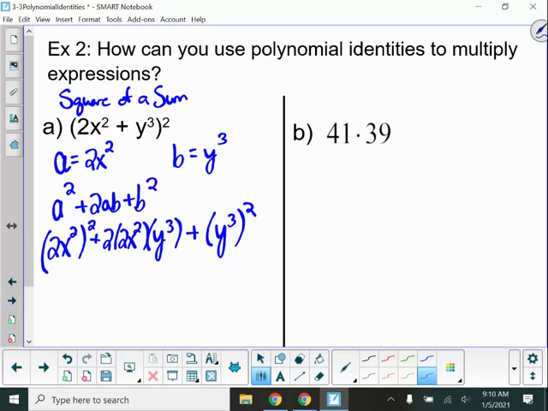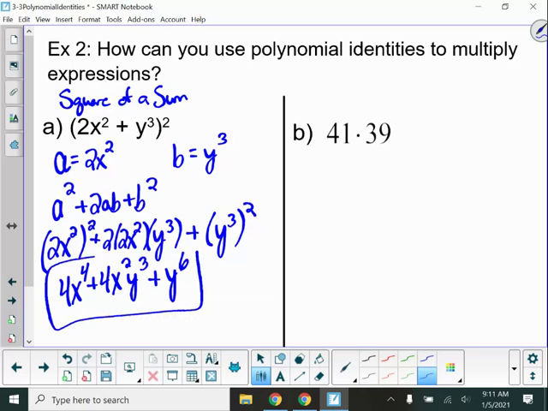And then we would go through and simplify. So the 2x squared squared, remember you need to square the number and the variable. So that's going to be 4x to the fourth. If I multiply my three terms together, 2 times 2x squared times y cubed is going to be plus 4x squared y cubed. And then y to the third to the second power, y cubed squared. We multiply exponents. That is going to be y to the sixth. So there's your expansion.